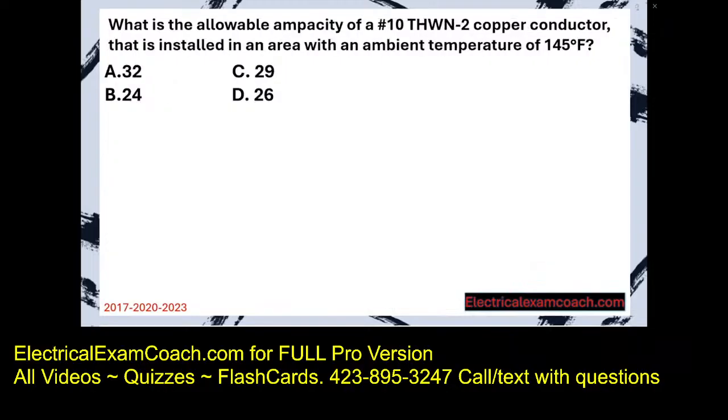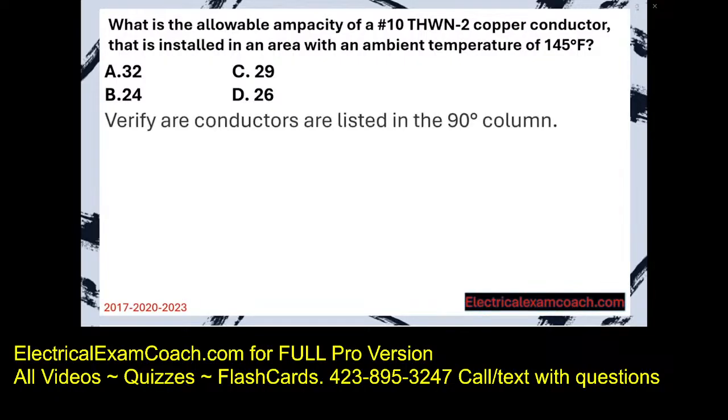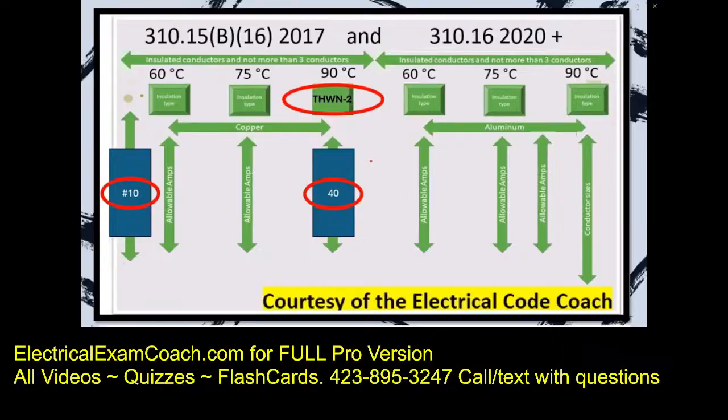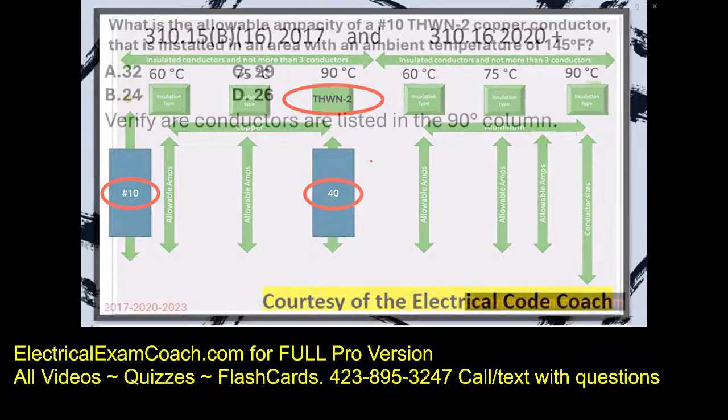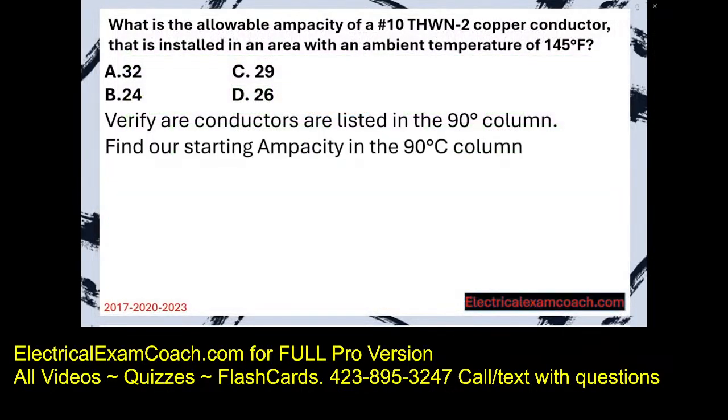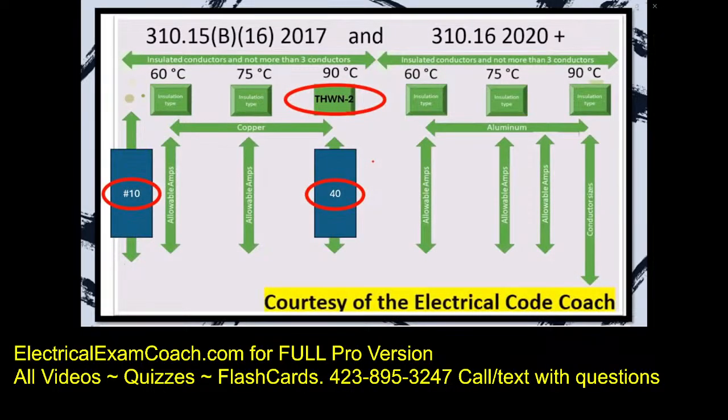What is the allowable ampacity of a number 10 THWN-2 copper conductor that is installed in an area with an ambient temperature of 145 degrees Fahrenheit? Step 1, we're going to verify that our conductors are listed in the 90°C column. We head to the table, we look for THWN-2, and sure enough, they're there. Now let's find our starting ampacity in the 90°C column. We head back to the table, we come down and find our number 10 on the left, and we cross over to 40 amps.